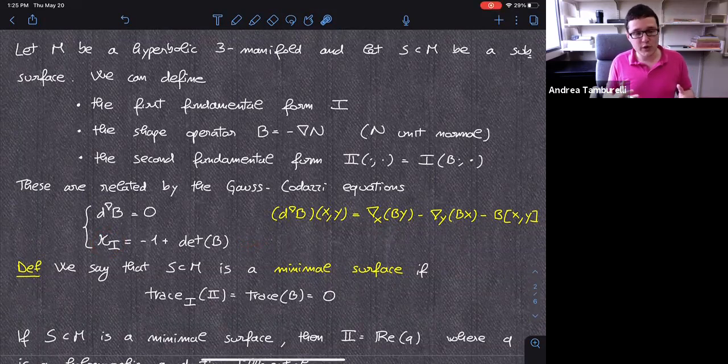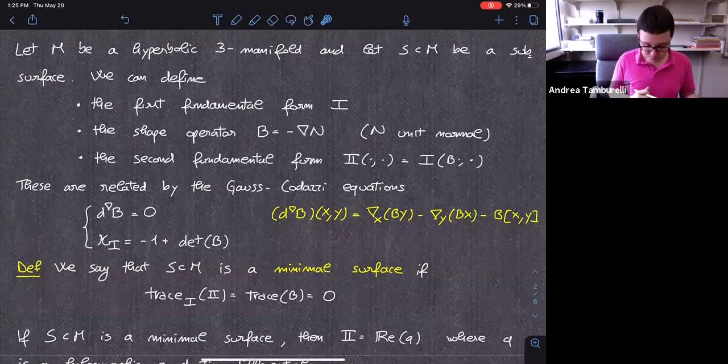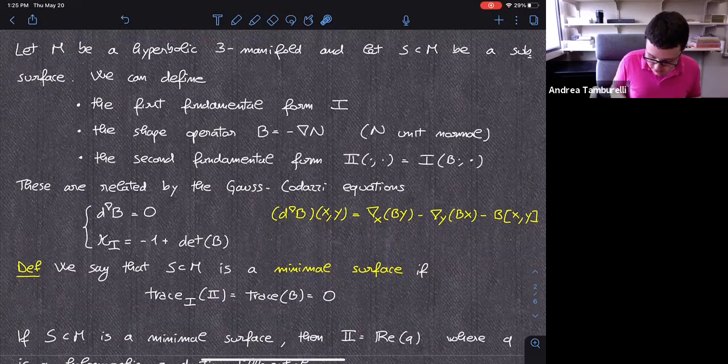So if you are familiar with the theory of surfaces inside R3, it's exactly the same Gauss equation. We just have this -1. That's the only difference with respect to the Gauss equation for surfaces in R3. And this term comes from the fact that now the ambient metric has constant negative curvature, -1. Okay, so we say that a surface inside M is a minimal surface if the trace of the shape operator is 0. And the name of minimal surface comes from the fact that this condition arises when you try to locally minimize the area of a surface spanning a certain boundary.